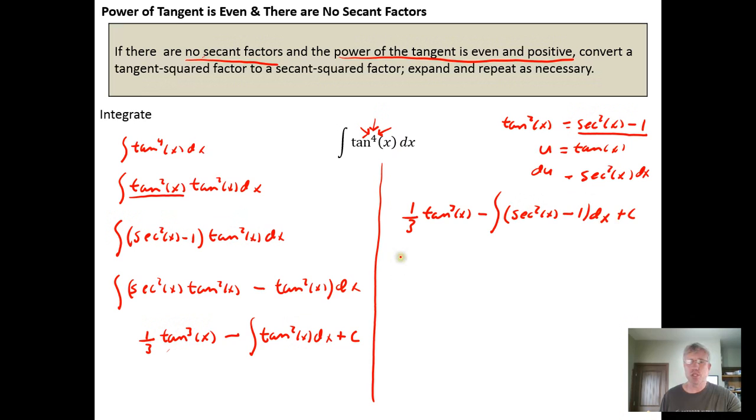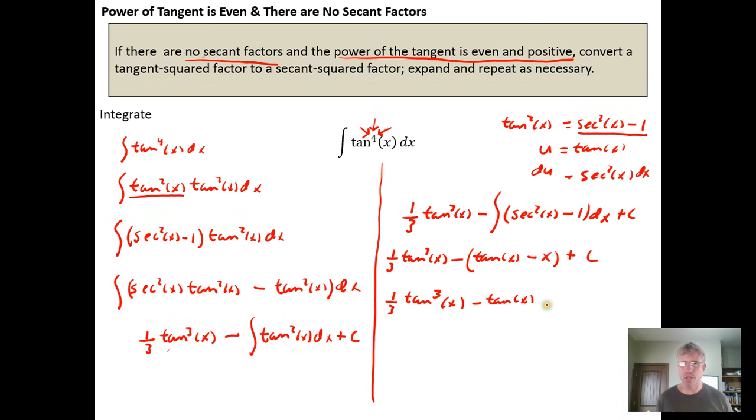And now we have two terms that are both easy to integrate. We get 1/3 times our tangent cubed, pulling down to the next line, minus parentheses, the antiderivative of the secant squared is the tangent function, because the derivative of the tangent, like we saw here, is the secant squared. And then the antiderivative of 1 is just going to be x plus our constant of integration. And if we desire, we can distribute that minus sign into the parentheses, so that would give us 1/3 tangent cubed of x minus tangent of x plus x plus our constant of integration.